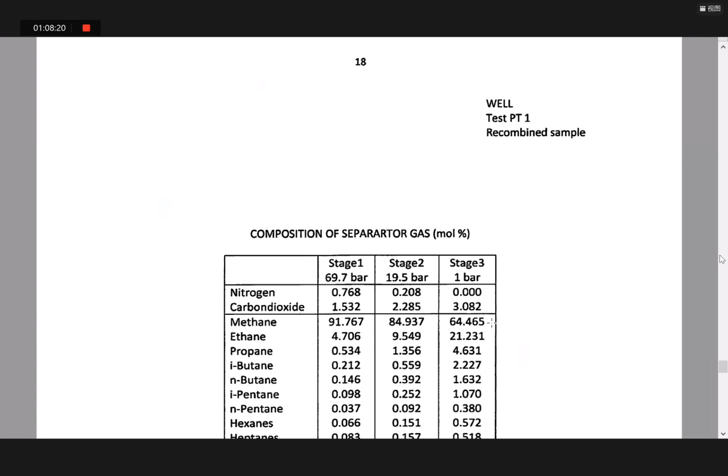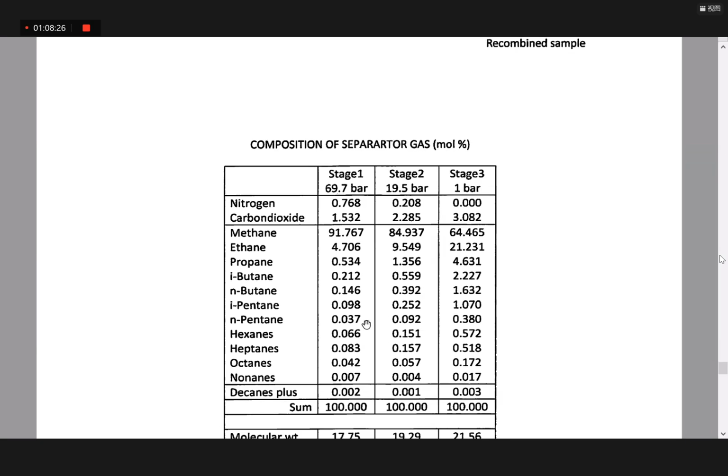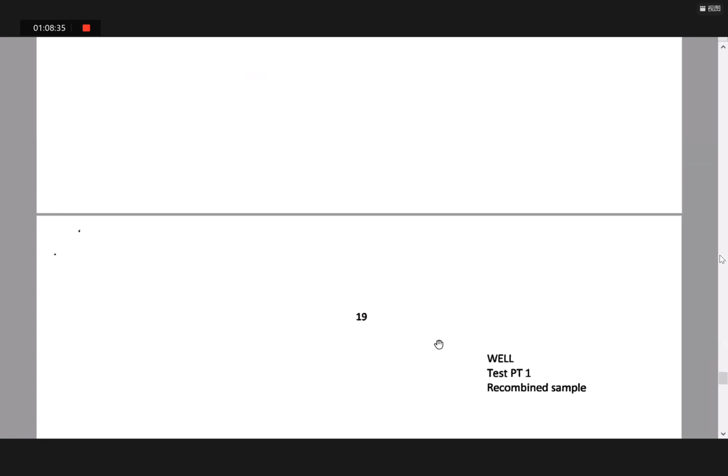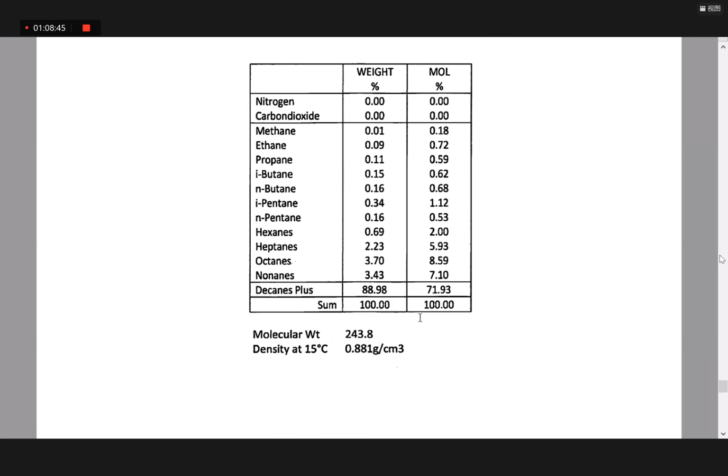And then we also have the composition of gas at the individual pressure stages, separator stages. So then we know also the composition of the gas we are producing. And this is the composition of the stock tank oil that is produced through the separator stages.